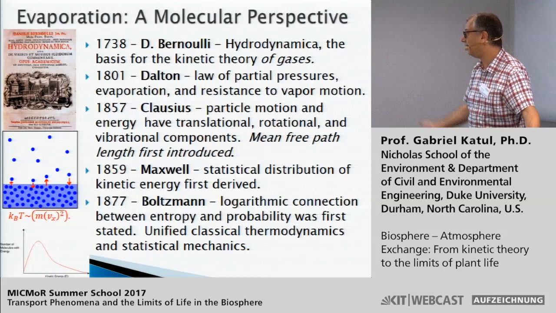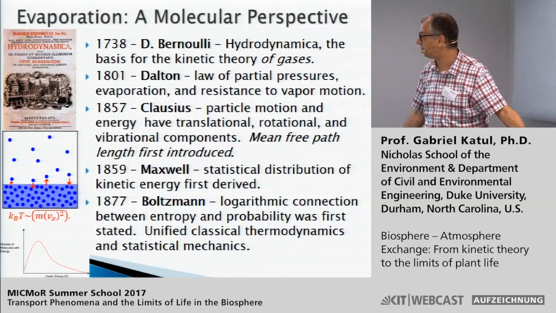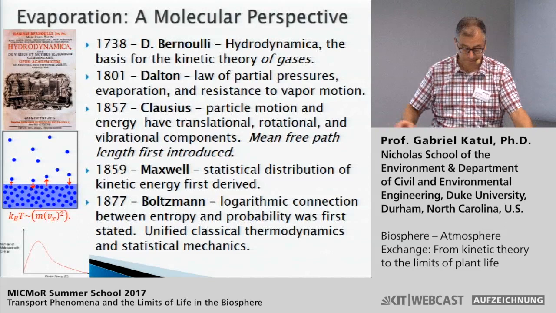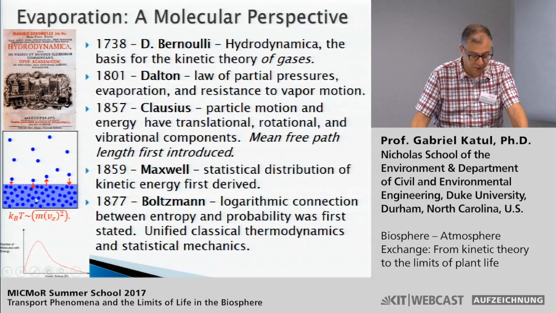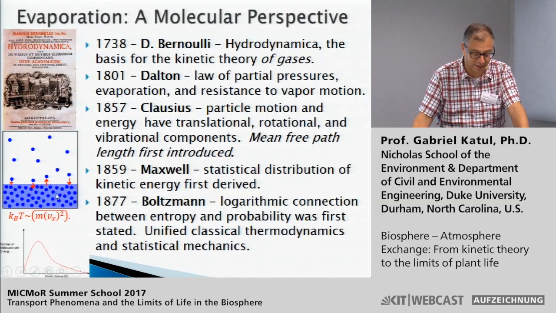And at some point, if you have a closed system subject to a constant temperature, so this is an equilibrium system that has liquid and gas drawn over here. We know that the kinetic energy distribution of these molecules follows the Maxwell-Boltzmann distribution. And so there is always a finite probability that one of those molecules is going to jump out. And if you increase the temperature, you increase the kinetic energy of those molecules, so more of them can jump out.